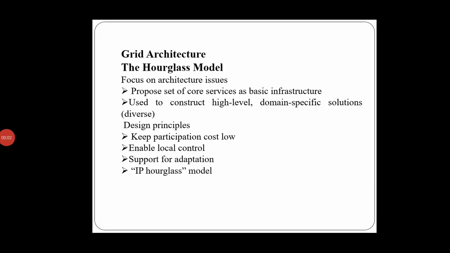Today our topic is the last topic of unit 1, that is, the overview of grid architecture. That is the model, in the sense, which model? That model name is the hourglass model. It focuses on architecture issues. It proposes a set of core services as basic infrastructure. It is used to construct high-level and domain-specific solutions. Its design principles keep participation cost low, enable local control, and support adaptation, and it is based on the internet protocol hourglass model.